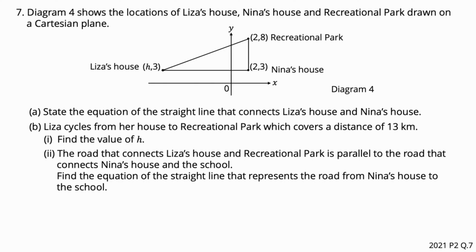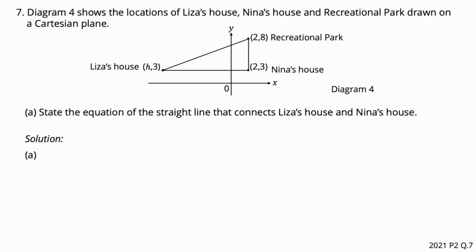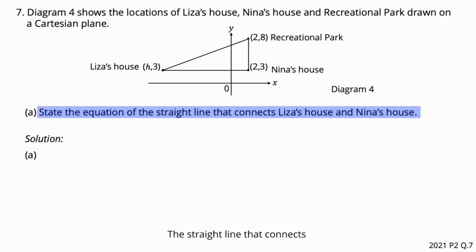Question number 7. Diagram 4 shows the locations of Liza's house, Nina's house, and recreational park drawn on a Cartesian plane. A. State the equation of the straight line that connects Liza's house and Nina's house. The straight line that connects Liza's house to Nina's house is a horizontal line. Form an equation of y equals 3.